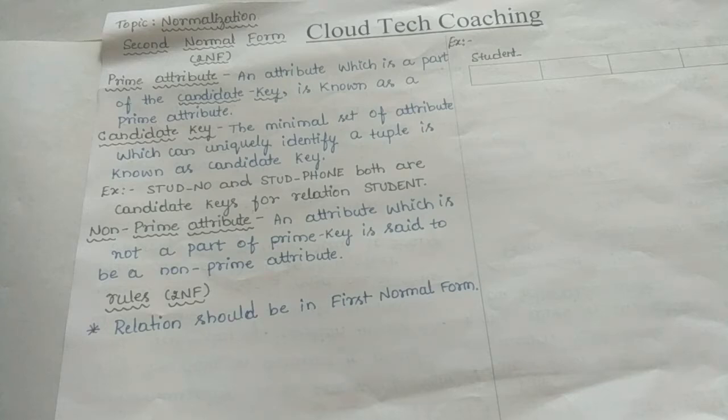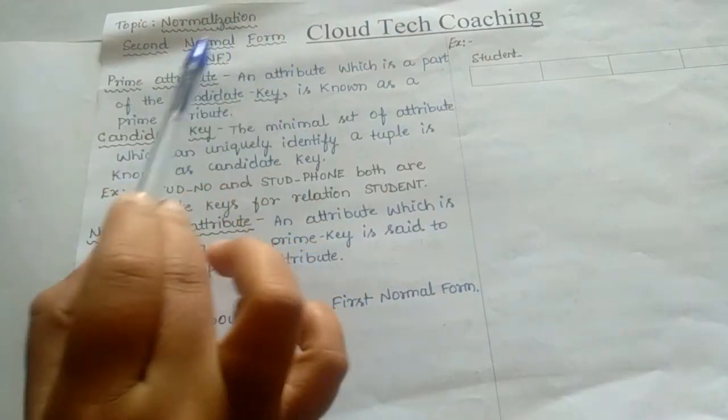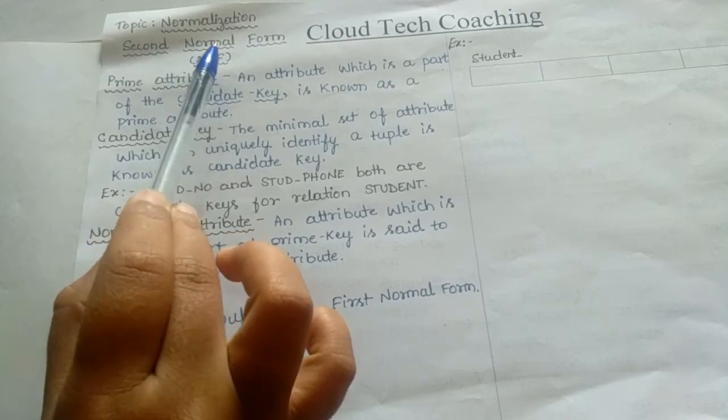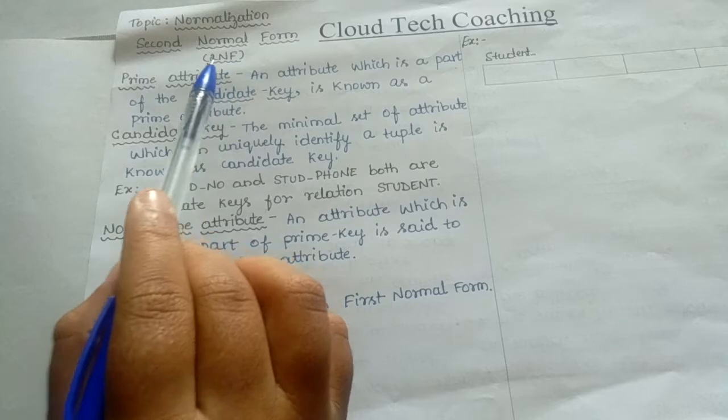Today we'll be discussing normalization. We already discussed first normal form, and today we are going to discuss second normal form, also called 2NF. Before we learn about second normal form, we need to understand the following.